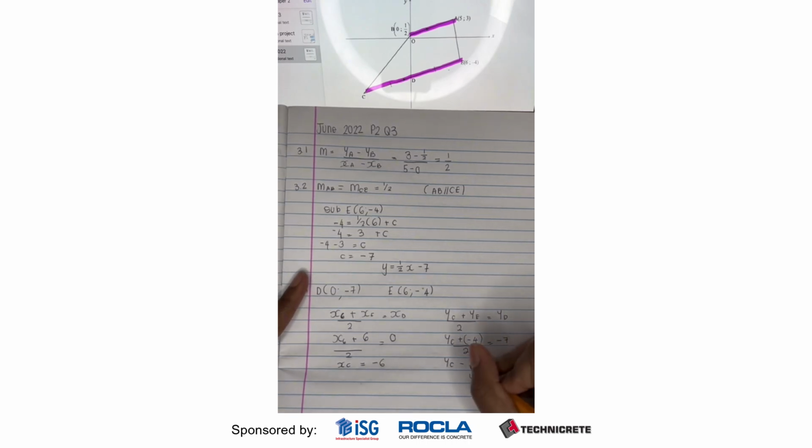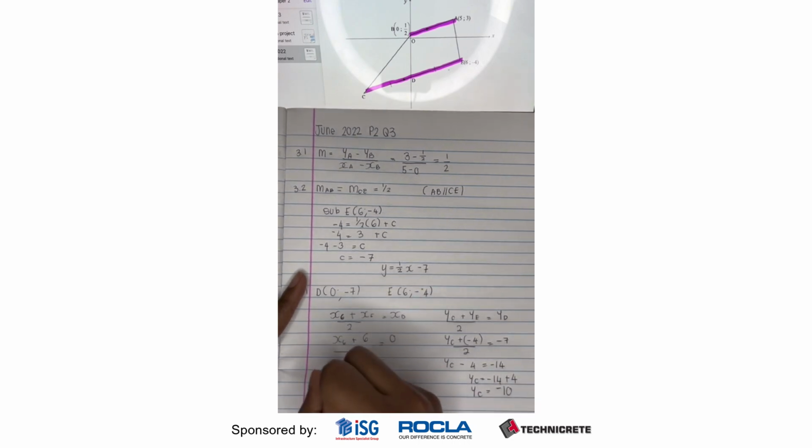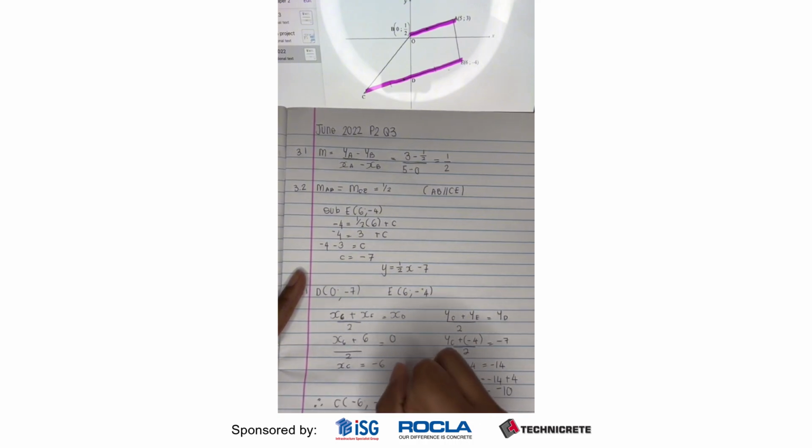Y at c, we're going to take the -4 to the other side, plus 4. So y of c is -14 plus 4, which is going to give me -10. Therefore, my coordinates of c is -6, -10.